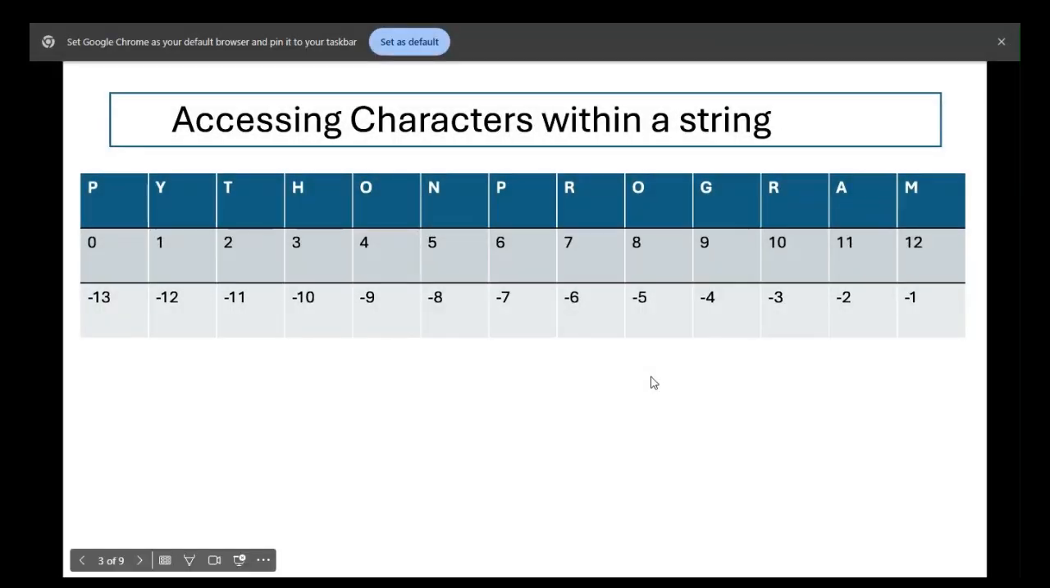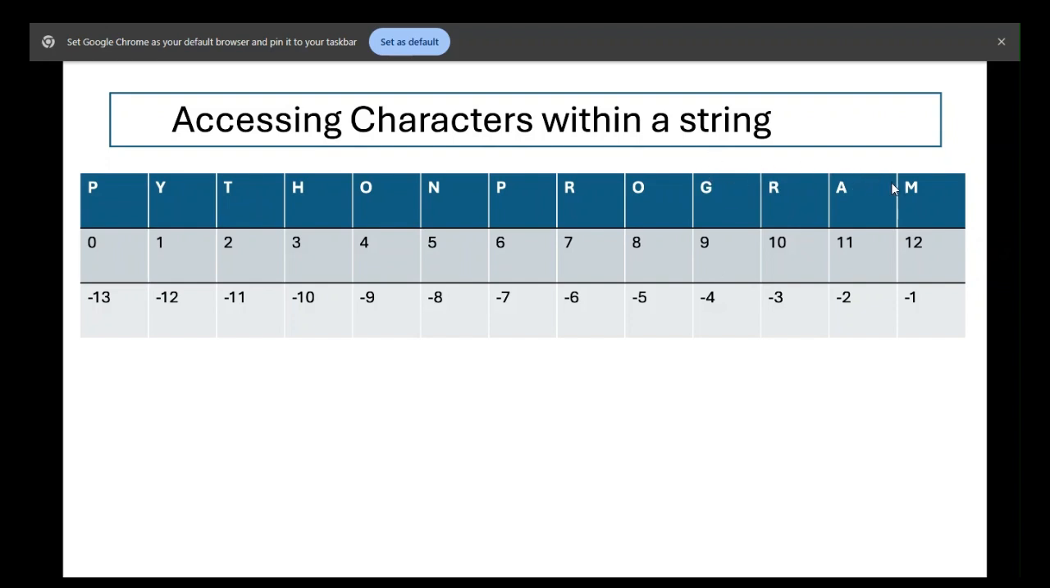Okay. I also would like to teach us how to access characters within a string. For every string that you create, Python assigns some index number to it. For example, this is a Python program string. The first character in that string is assigned index 0, the next one 1, up to the last character, which is assigned index 12. So if I want to access this G, all I need to do is use index 9 and I'll be able to access this character.